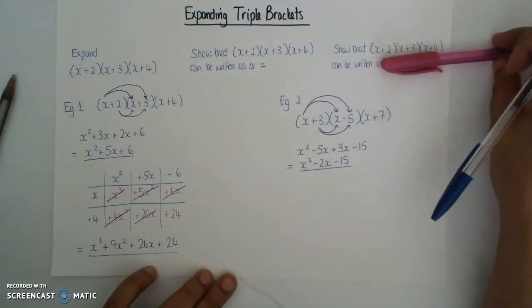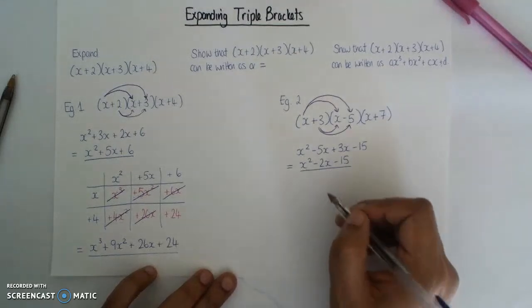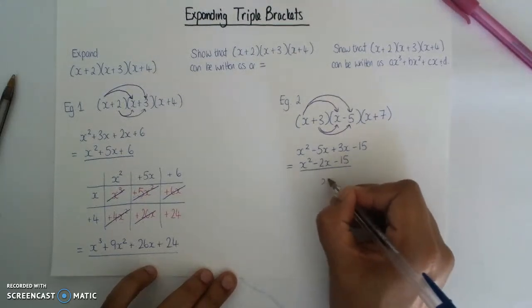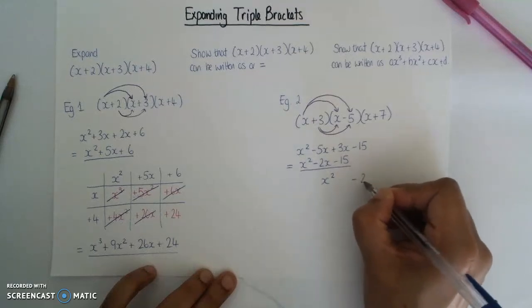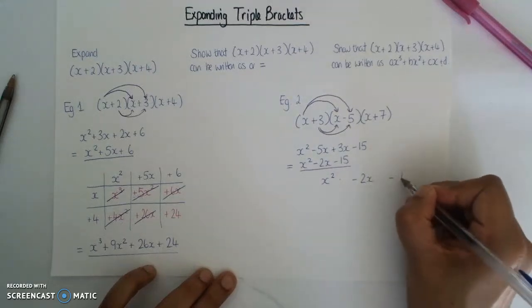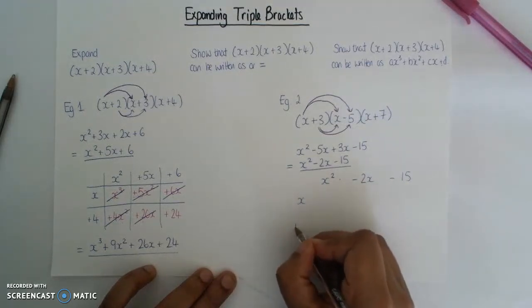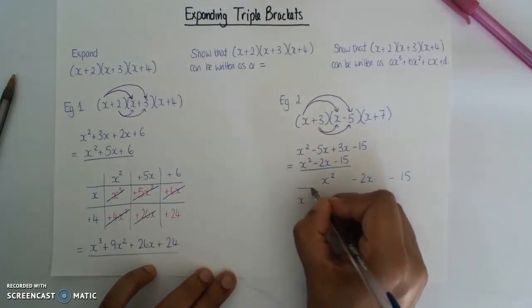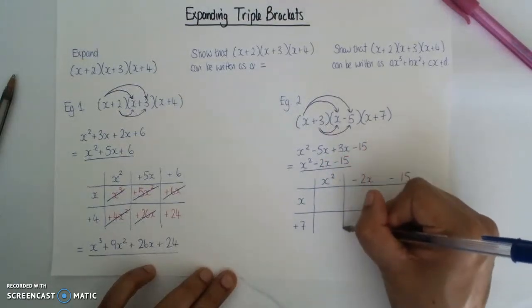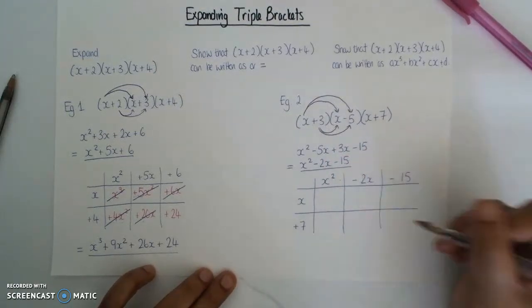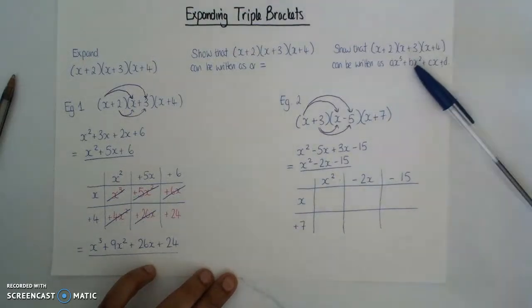So let's put this third bracket into the equation. So I'm going to turn this into a grid method. So I'm going to simplify and break up all these terms. So x squared, move over here a bit, minus 2x minus 15. And I've got an x, and we're multiplying that by plus 7 as well. So there's my grid. So I've just split up all the terms and separated them so we can multiply. So I'll do this bit in another colour so you can see.